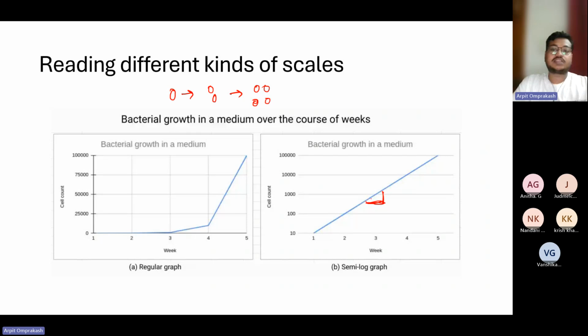Basically the slope of this line, let's say m, gives us what is called the doubling time, or the amount of time that the bacteria takes to double the number of cells that it has. So going from 2 to 4, how much time it takes, going from 4 to 8, how much time it takes, and so on. Right?